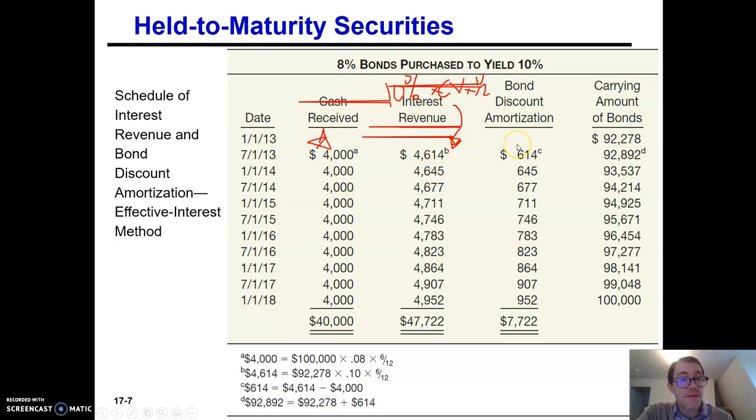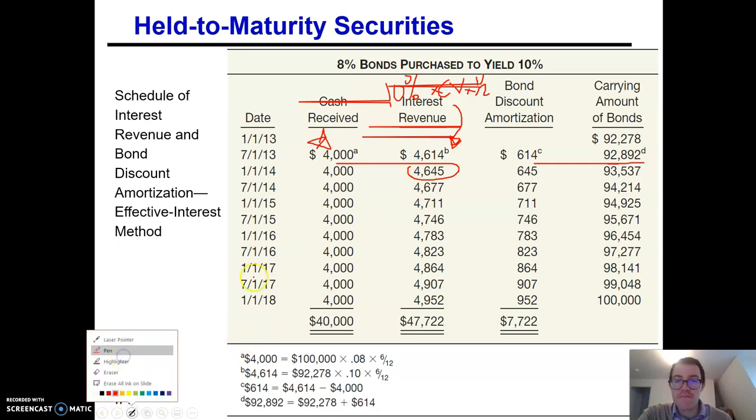And the third column is the amount of the bond discount which is amortized, which is calculated as, in the first row, 4614 minus the 4,000 gives you 614. And we just add that to the carrying value and take that new carrying value, multiply that by 10% times half a year, and we arrive at the interest revenue for the next 6-month period. Okay, beautiful.